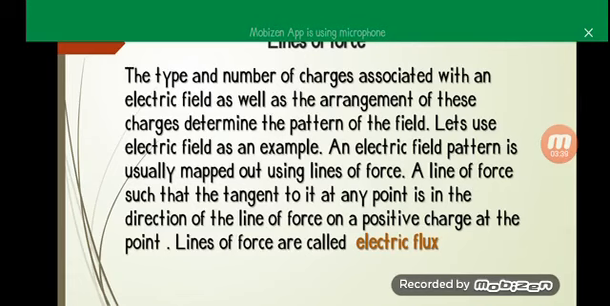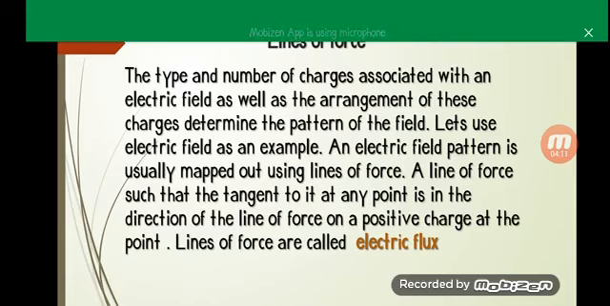Now to buttress the point, I said the type and number of charges associated with an electric field, as well as the arrangement of these charges, determines the pattern of the field. We talked about charges in our last class, so if you don't remember what a charge is, you can go back to that material or audio and try to know what a charge is.